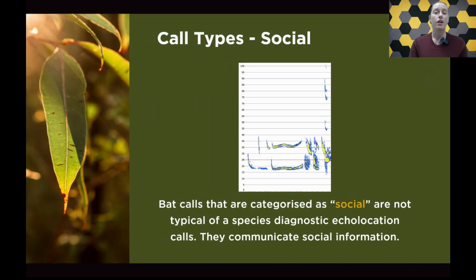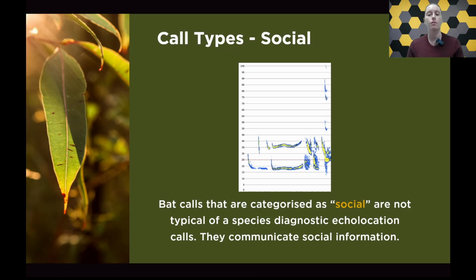So let's talk very briefly about social calls. We categorize them as social when they're not typical of a species diagnostic echolocation call, and they contain social information. You record them a lot around roosts and a lot around breeding seasons. Now, in some places, social calls can actually be diagnostic of species, but by and large, in a global sense, we don't really have a good grasp on what social calls look like for each species.